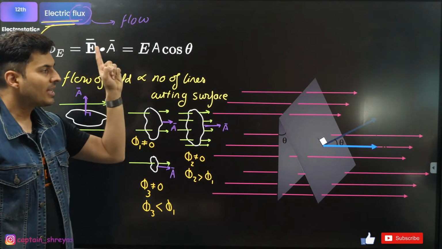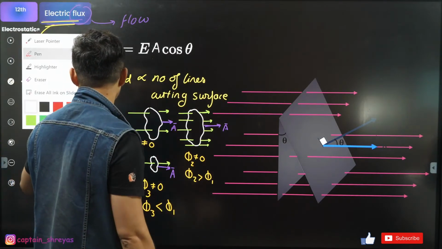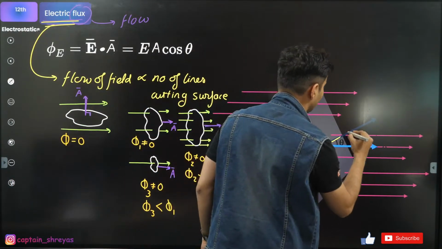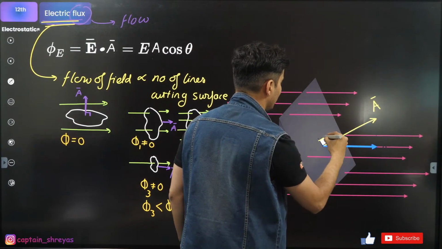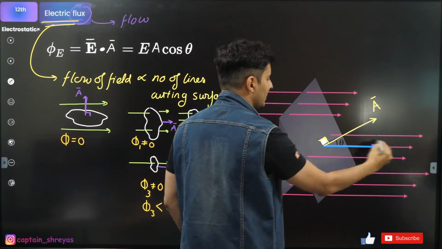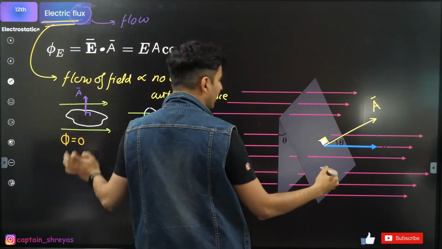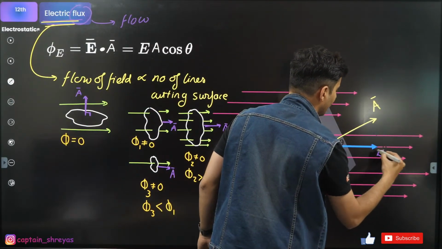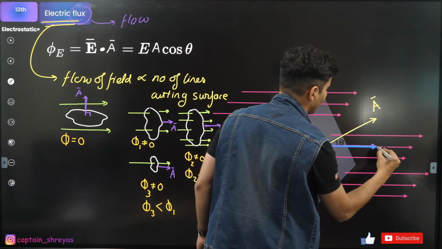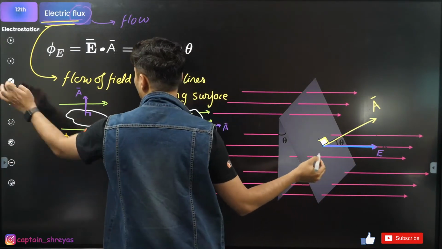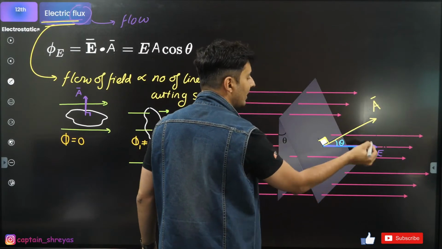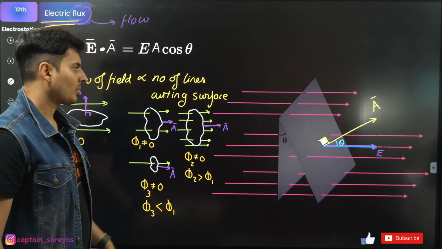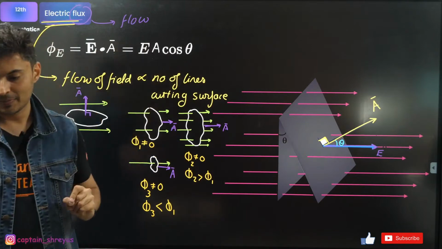A is basically your area vector, guys. So you can see that over here as well. This is my area vector. Area vector is always perpendicular to the surface. Your electric field will be, let's say, this vector. Theta is nothing but the angle between the area vector and the field vector. So that is E A cos theta.